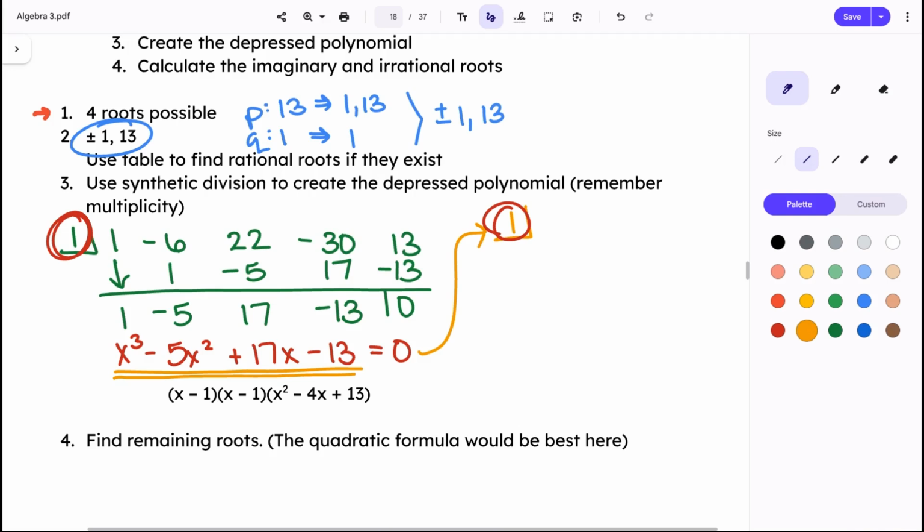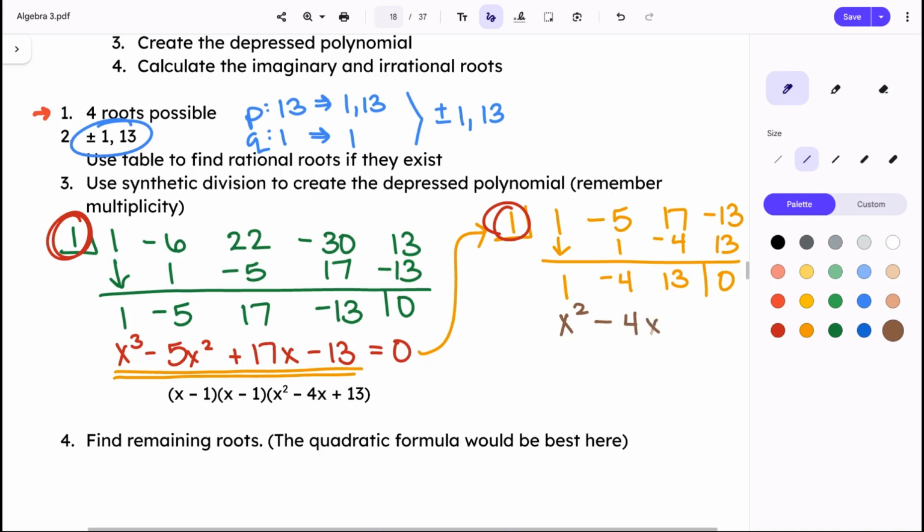Now let's grab our coefficients from this new equation, my depressed polynomial down here. So it would be 1. Yep, good. And we do the same process again. We know we should get a remainder of 0. Which we do. And so now this can be depressed one more time, and it's going to say x squared minus 4x plus 13.